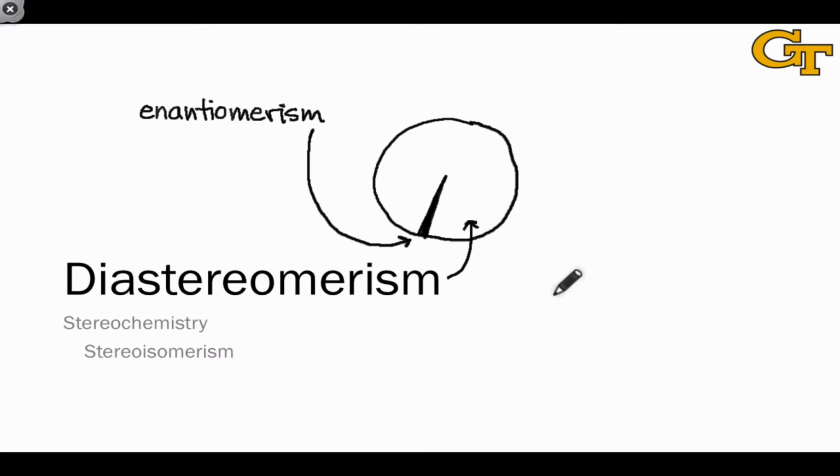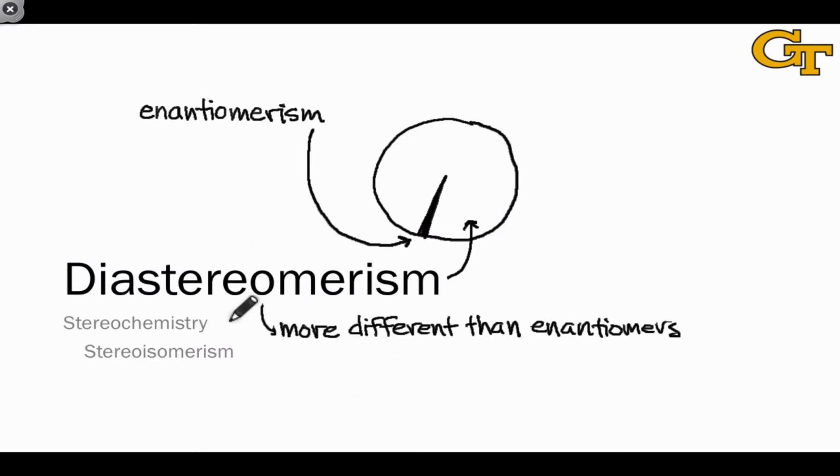In this respect, diastereomerism is more common than enantiomerism, which is one reason it's important to study. Another reason is that diastereomers are more different than enantiomers. In other words, differences in physical properties and reactivity between diastereomers are more extreme than those between enantiomers, for reasons that will become clear when we talk about the energetics of stereoisomerism.